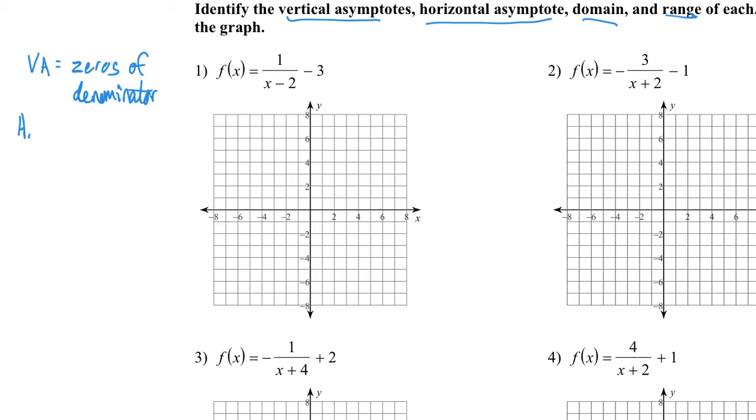The horizontal asymptote comes from the number that's added or subtracted. Because normally the horizontal asymptote would be at 0, but then that minus 3 at the end moves it down 3 units. So the horizontal asymptote will be moved down 3 for this one. So it's added or subtracted at the end.